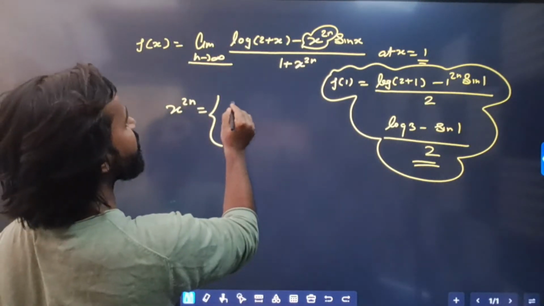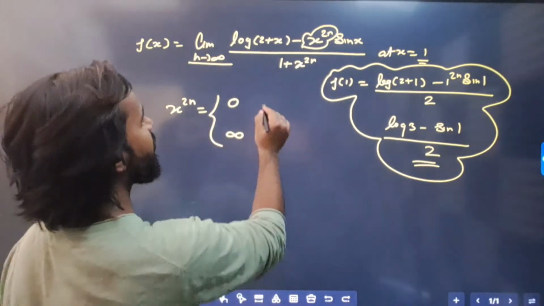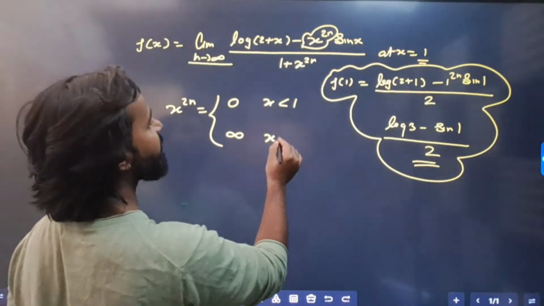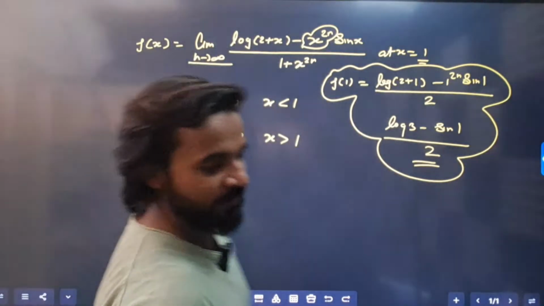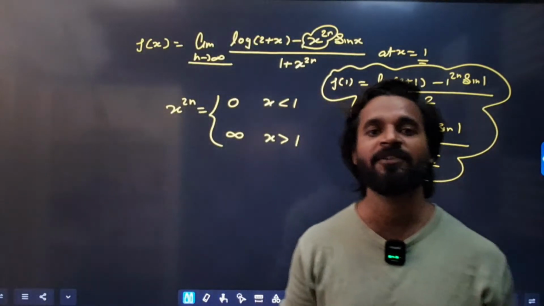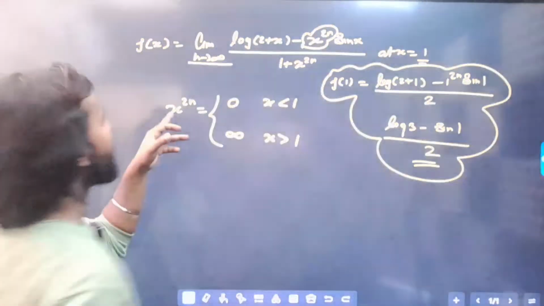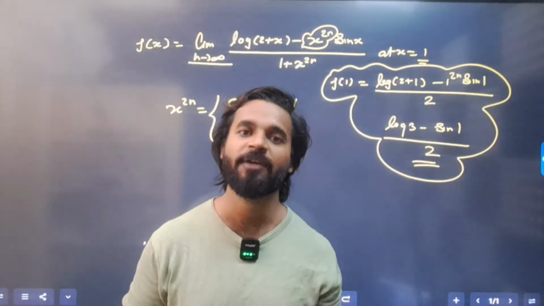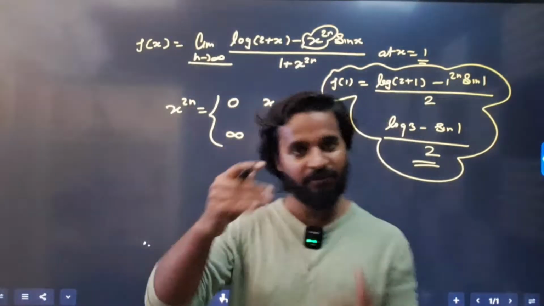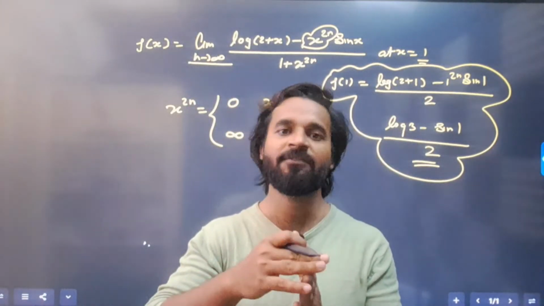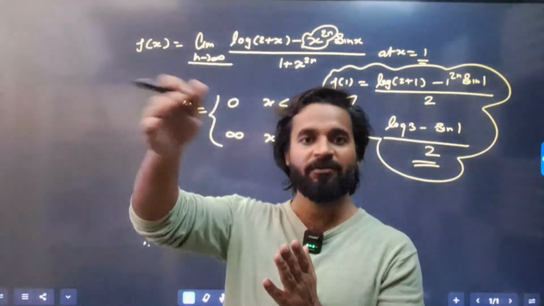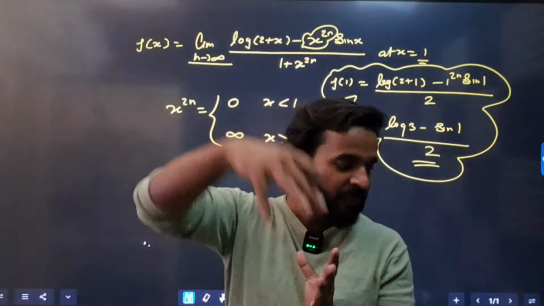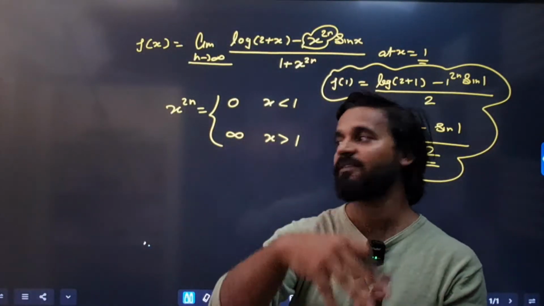2n is 0 or infinite. When is it 0? When x is less than 1. And when x is greater than 1, it is infinite. You know very well, if x is less than 1, it means a fraction like 1 by 2, 1 by 3, 1 by 4, 1 by 5, and the degree is increasing 1, 2, 3, 4, 5, towards infinity. So the value is minimized, so the answer will be 0.